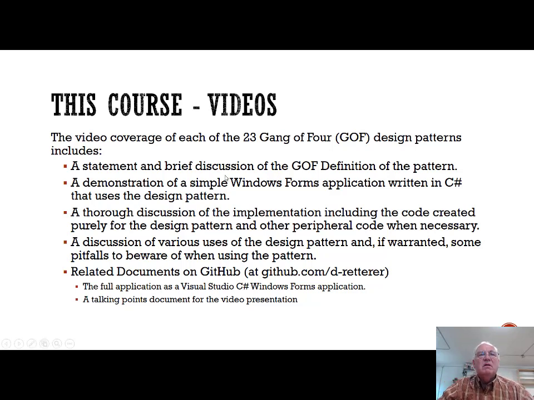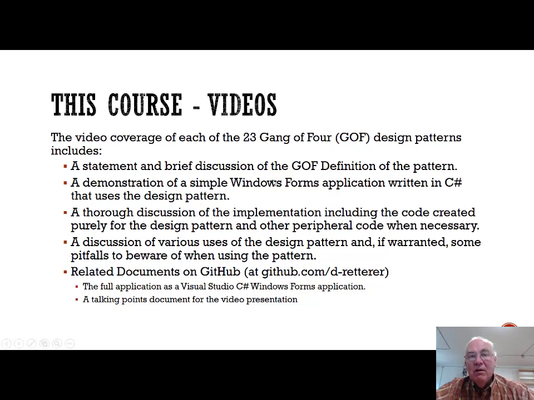So for each one of these design patterns, the 23 Gang of 4 patterns, I'm going to give a statement and a brief discussion of the Gang of 4's definition of the pattern. The Gang of 4 has specific definitions to say this pattern is for this purpose. This pattern allows us to solve this problem. And it's useful to look at the statement of it and then tear it apart and decide what it's supposed to be saying and what we need to do to implement the pattern.